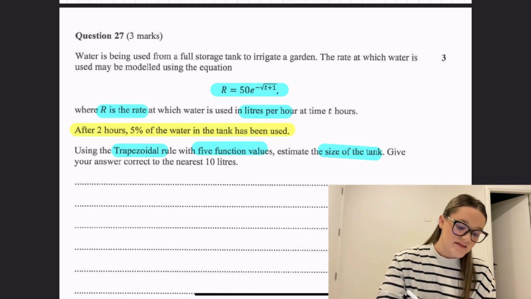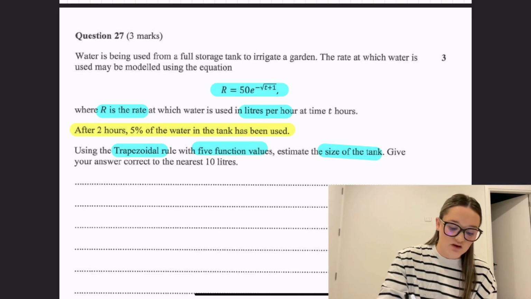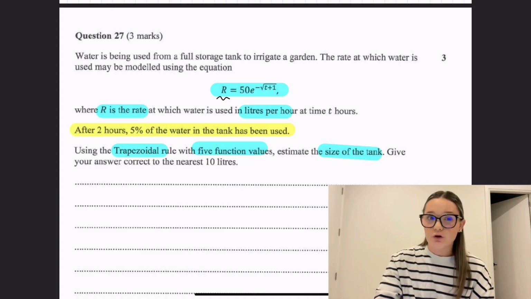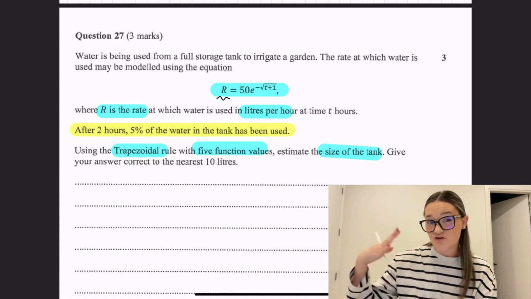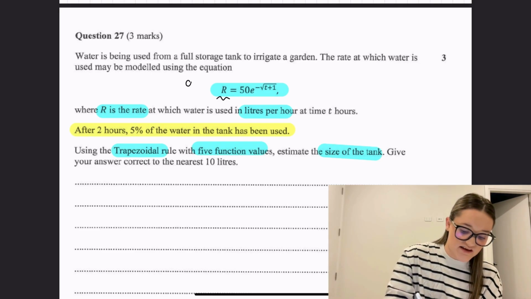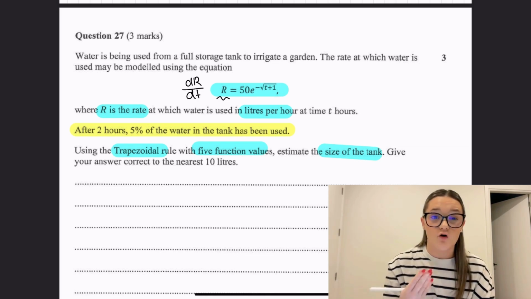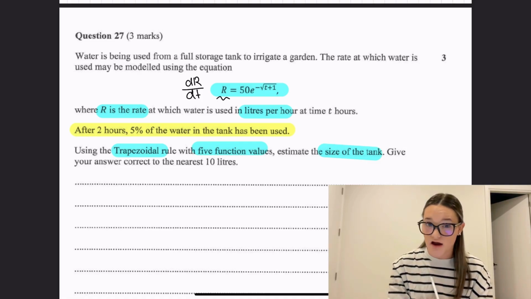The first thing that strikes me in this question is that this R value is already the rate. So we can think about this as the first derivative function, and we're usually used to seeing equations like this when we see the rate in terms of dR/dt. So they've already differentiated some sort of R value, or maybe they've differentiated the amount of volume that's in the tank in terms of time.